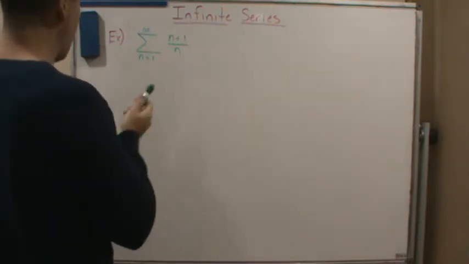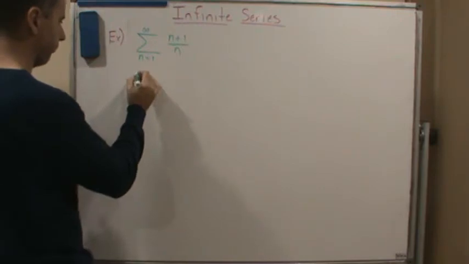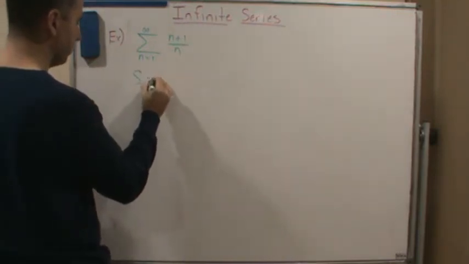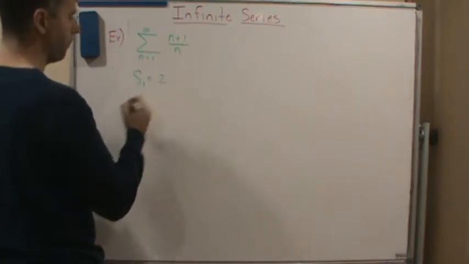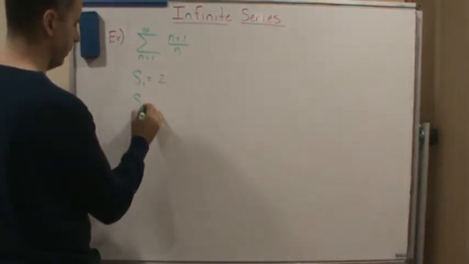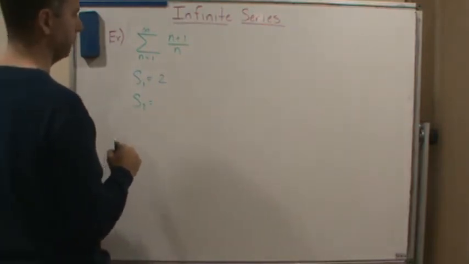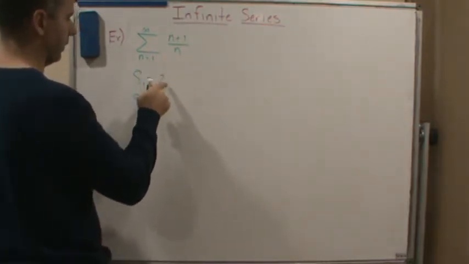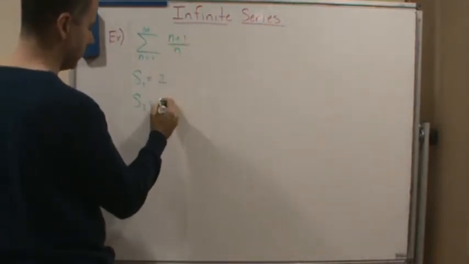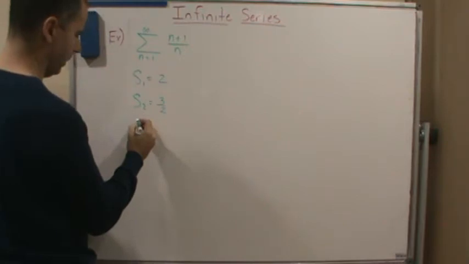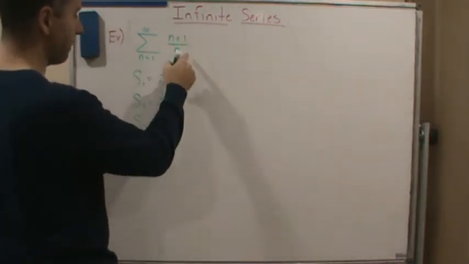Okay, so again, I'm going to write out the first few partial sums. So S1 equals what? 2. S2 is what? So let's see, 2. So 2 is going to be 3 halves. S3. Again, well, so you can see the pattern here.